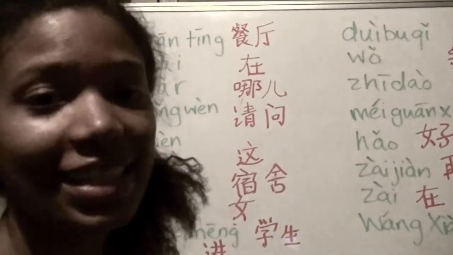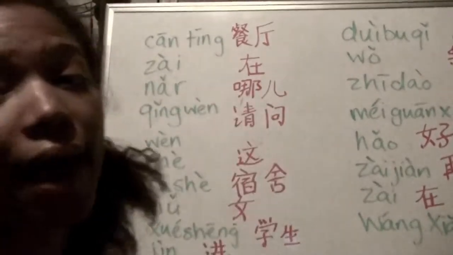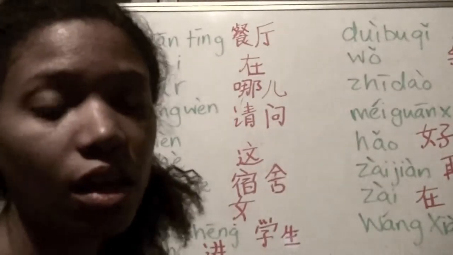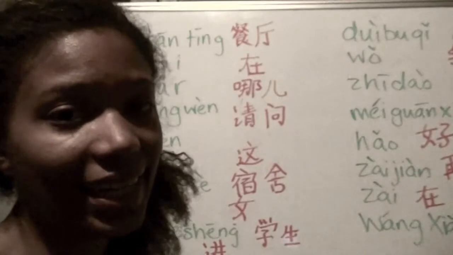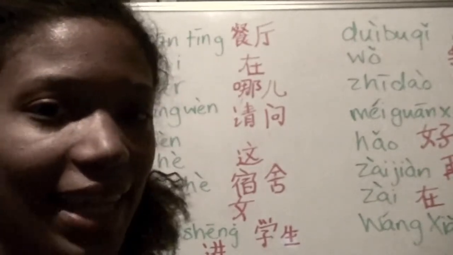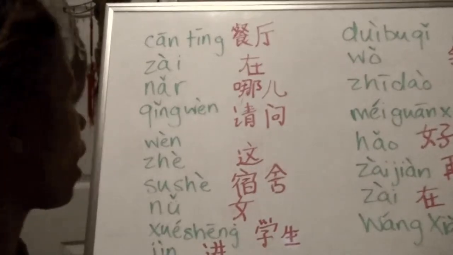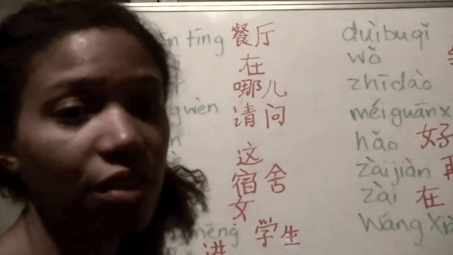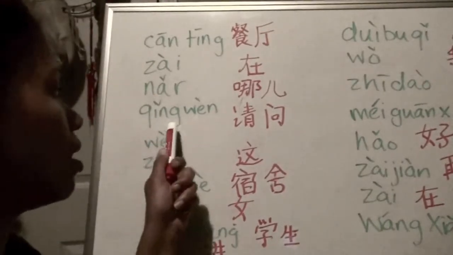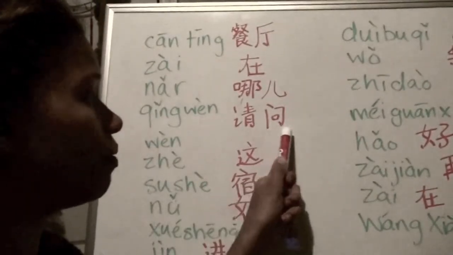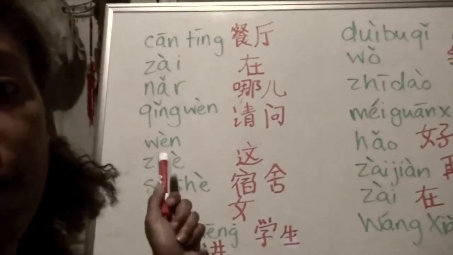生词 Part 1. 餐厅, dining hall. 在, at. 你在哪儿, where are you. 哪儿, where. Also you might hear 哪里, 你在哪里, so where are you. 请问, may I ask. 请, please. 问, ask.